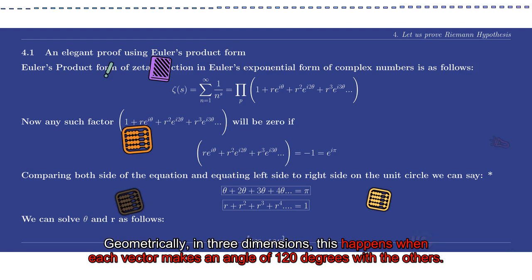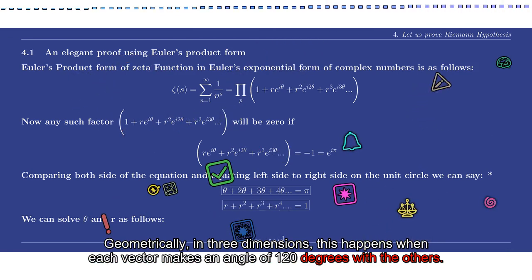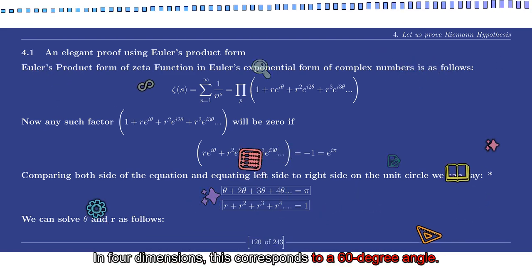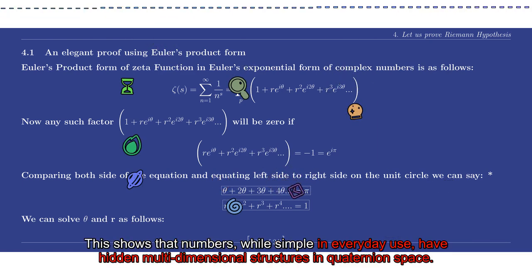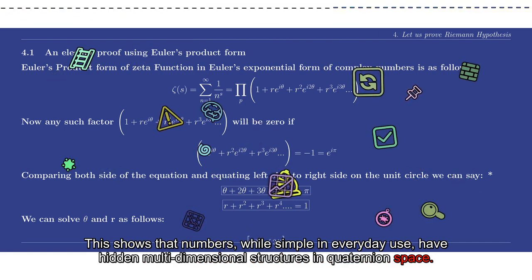Geometrically, in 3 dimensions, this happens when each vector makes an angle of 120 degrees with the others. In 4 dimensions, this corresponds to a 60-degree angle. This shows that numbers, while simple in everyday use, have hidden multi-dimensional structures in quaternion space.